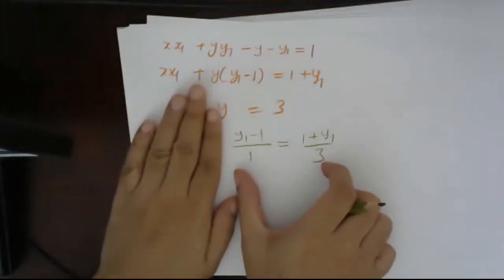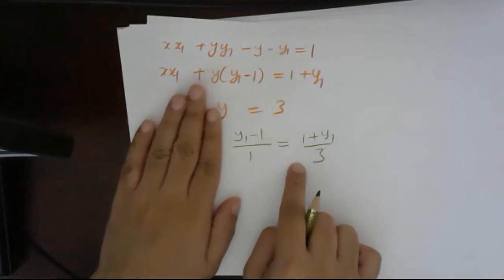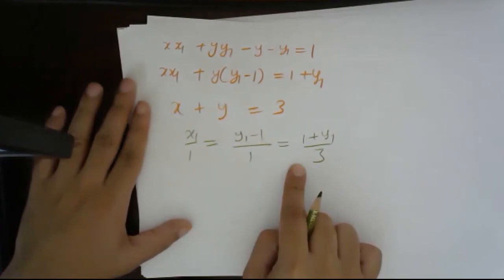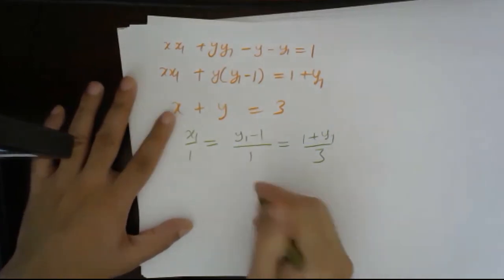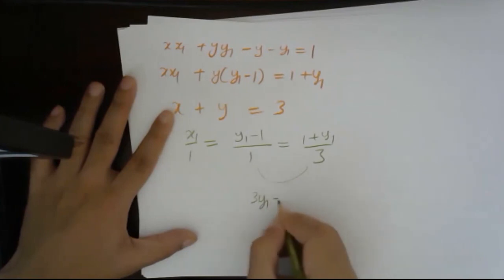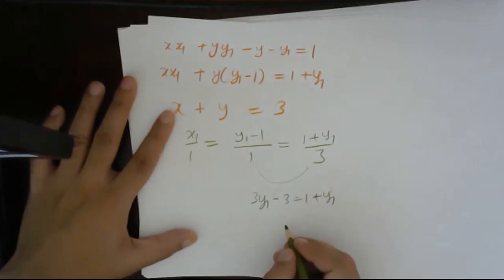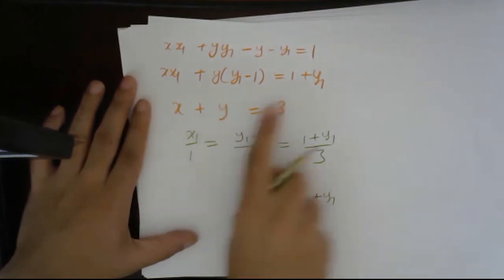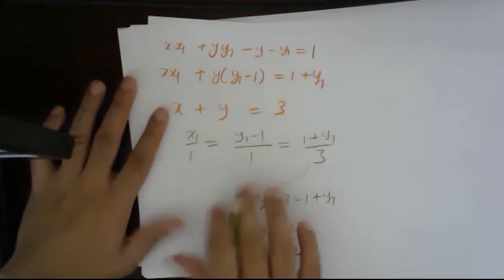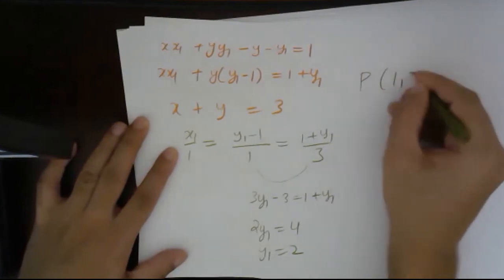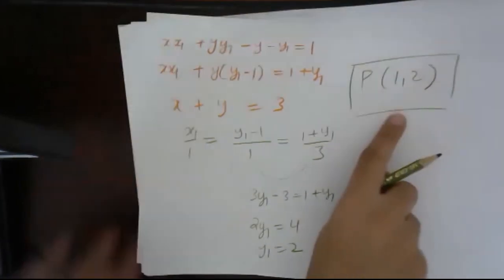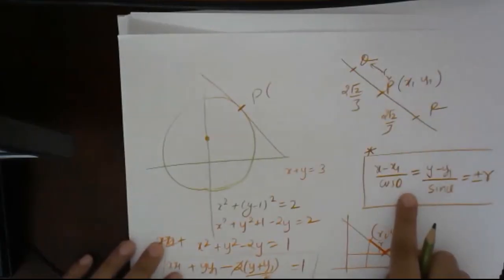So if I compare these two, this is 3, so 3y1 minus 3 is equal to 1 plus y1. This will become this side. So 2y1 is equal to 4, so y1 is equal to 2. If y1 is equal to 2, then x1 is 1. So we'll get point P as (1, 2). Now that we have got P as (1, 2), can we use this equation to find the point?